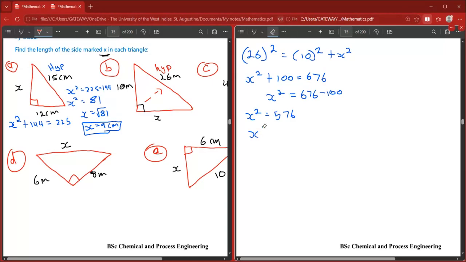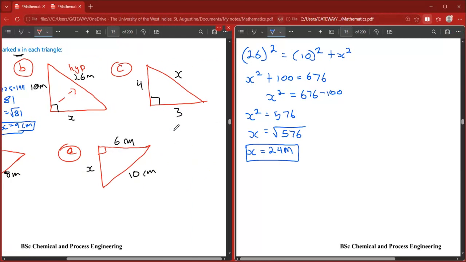So x would be equal to the square root of 576. So x would therefore be equal to the square root of 576, which is 24. So this would be 24 meters. Understand this, right? Right. Now part C.